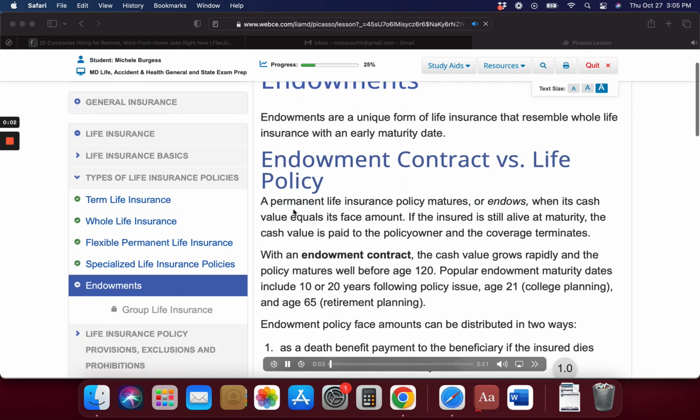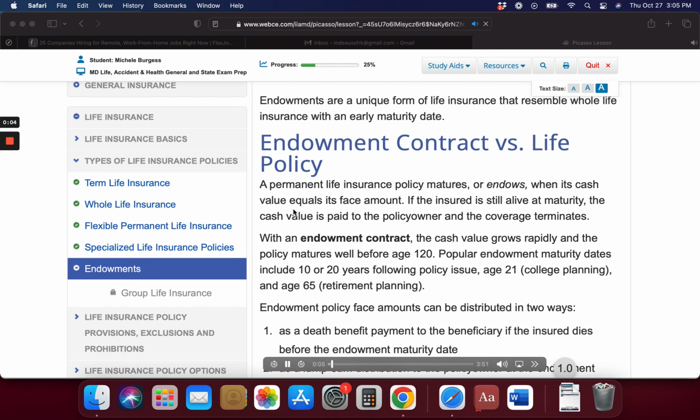Endowments are a unique form of life insurance that resemble whole life insurance with an early maturity date. Endowment contract versus life policy. A permanent life insurance policy matures, or endows, when its cash value equals its face amount. If the insured is still alive at maturity, the cash value is paid to the policy owner and the coverage terminates. With an endowment contract, the cash value grows rapidly and the policy matures well before age 120.